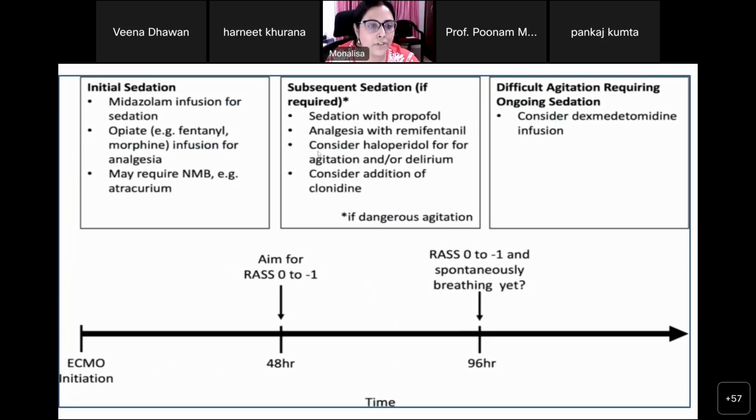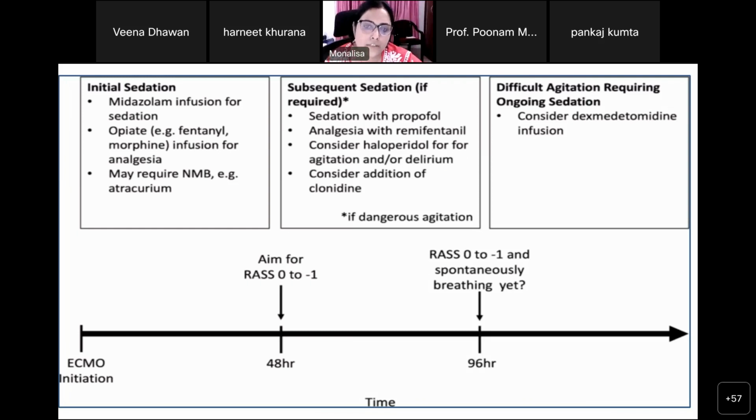Some protocol which we followed is initial sedation. We did use midazolam infusion for sedation. If the blood pressure is stable, then you add an opioid, fentanyl or morphine, depending on your institutional protocol. Then may require neuromuscular blockade, SOS, atracurium. Subsequent sedation with propofol, analgesia with alfentanil or remifentanil. Consider haloperidol if the patient is agitated or delirious, and you can add enteral clonidine if the patient is agitated or delirious, which we sometimes did. And for difficult agitation requiring ongoing sedation, we did a dexmedetomidine infusion.